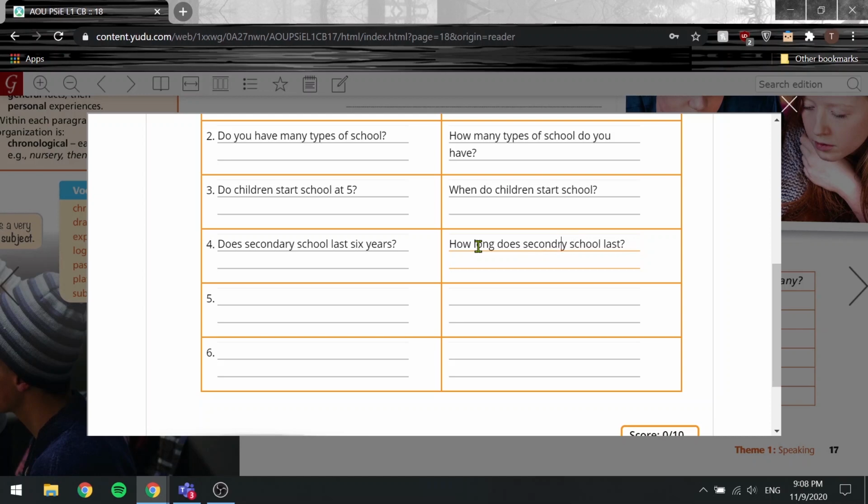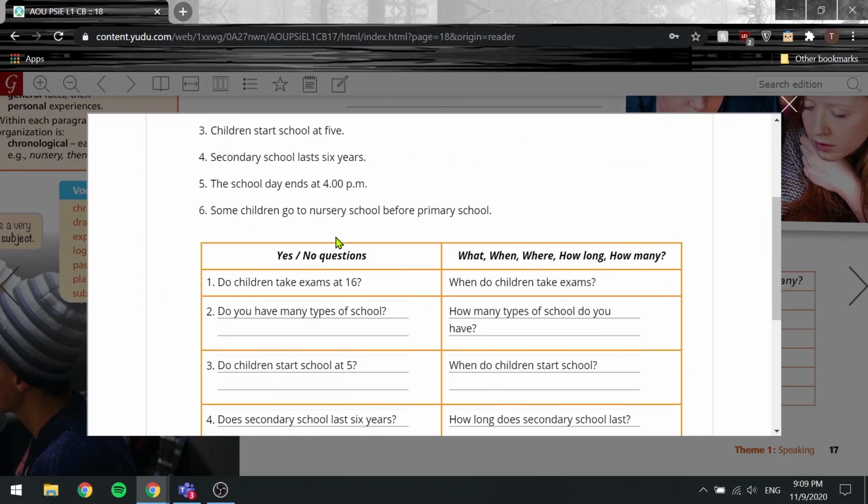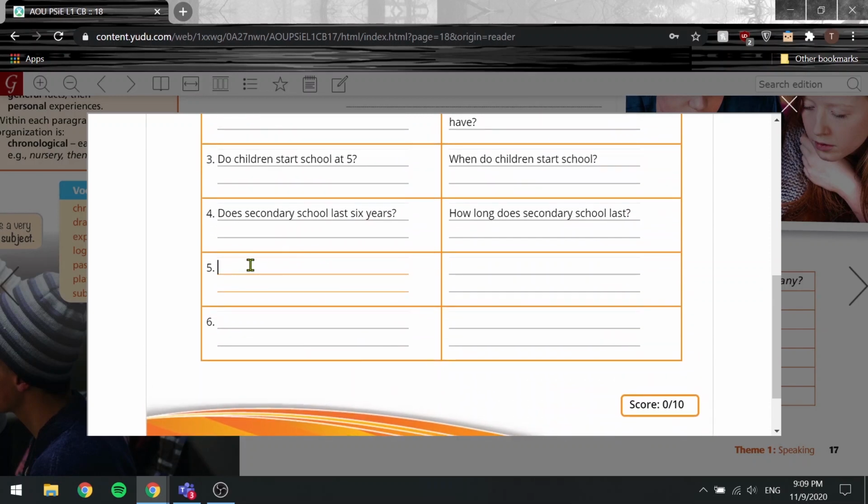How long? Okay, so I'll just add an A right here. So how long does secondary school last? Let's go to number 5. The school day ends at 4 p.m. For 5, I'll say, does the school day end at, what was it, 4 or 5? 4. Okay, so 4.